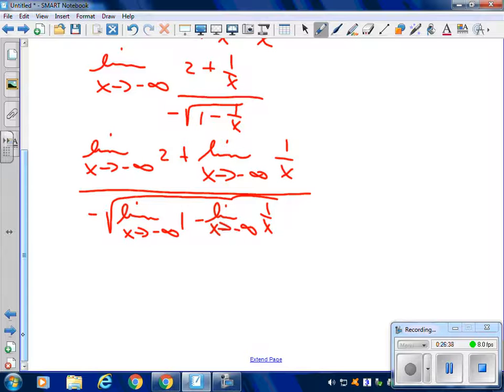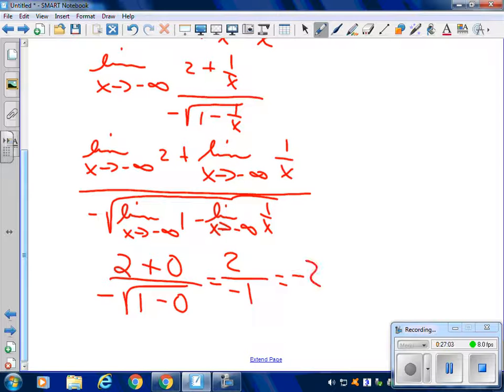So it's subtraction at a time? It was originally, wasn't it? Okay. I get that. So we get a 2. The limit of the second one is 0. We have a negative on our radical. The limit of this one's 1. The limit of that one is 0. So we get 2. Square root of 1 is 1 times the negative is negative 1. And it came out negative 2.